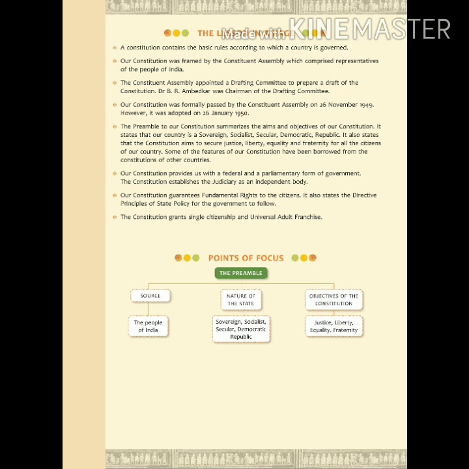Now, there was another committee which was framed from within the Constituent Assembly, that was the Drafting Committee, which prepared the draft of the Constitution. Dr. B.R. Ambedkar was the chairman of the Drafting Committee. Now, the chairperson of the Constituent Assembly was Dr. Rajendra Prasad.